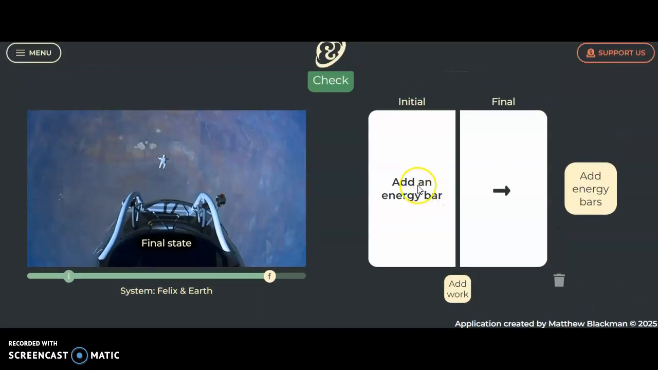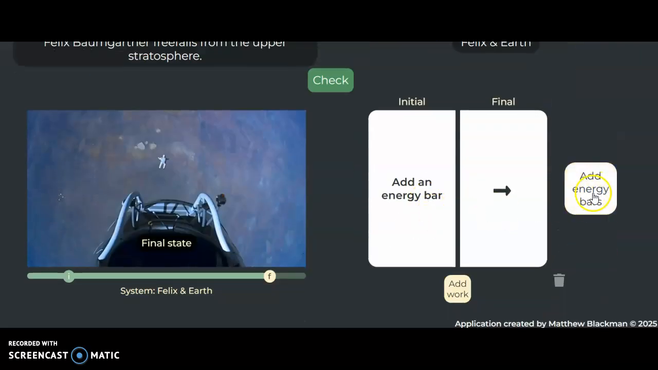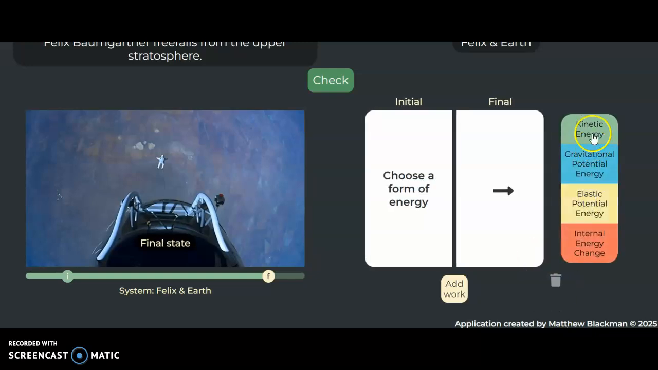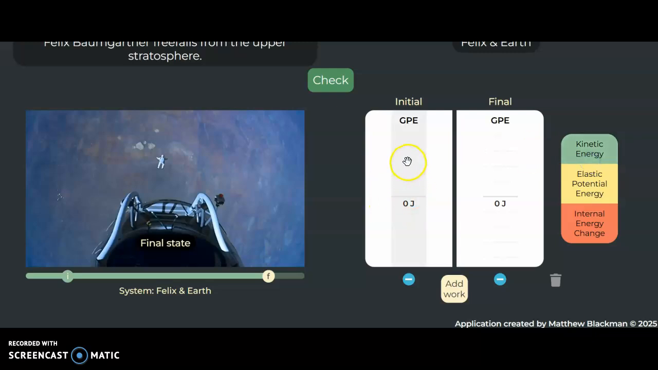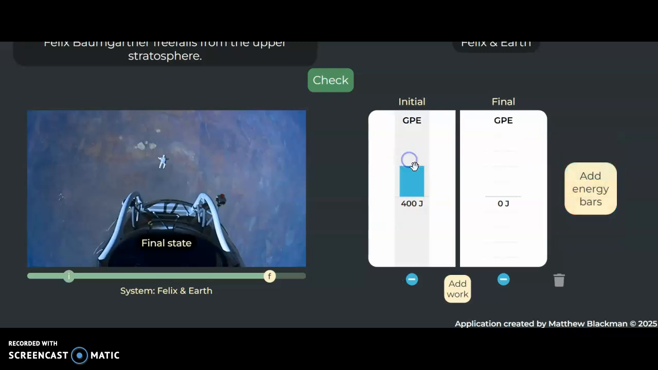So what you're going to do is click over here where it says add energy bar charts, or add energy bars. So at the beginning, since the Earth is part of the system, he is up high, so he has gravitational potential energy. And you're just going to pick a random amount. It really doesn't matter what you pick. 400 is fine.